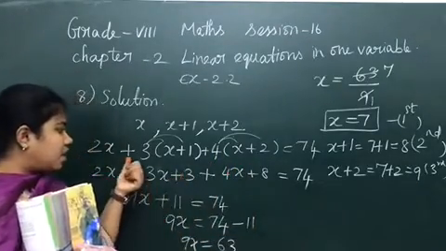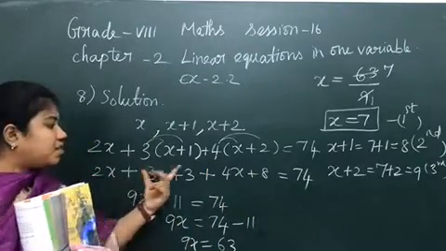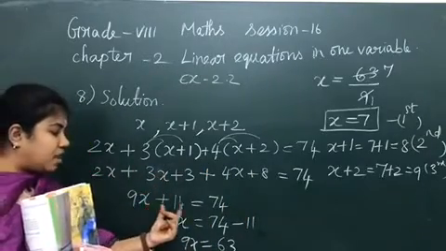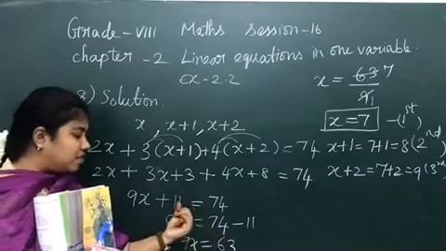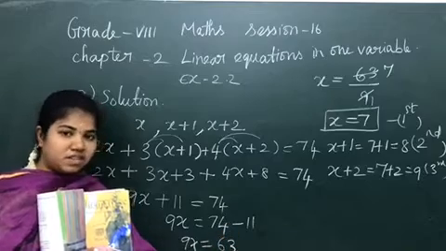Now why are these symbols here? Because it is addition, so I have written addition. Now take the variables and add the coefficients. It is 9x plus 11, which is equal to 74. Plus 11, if it goes to the right hand side, it becomes minus 11. So 74 minus 11 is 63.